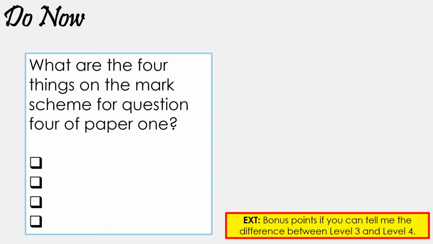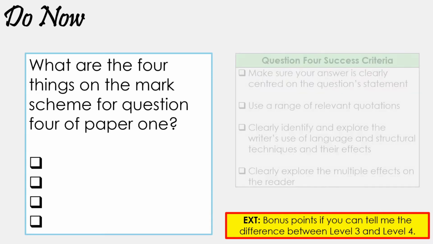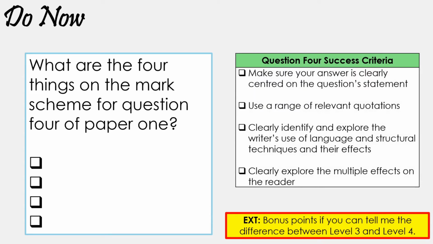Now give yourself a mark out of 4 if you got these. The 4 things that you absolutely have to include in a question 4 are: making sure your answer is clearly centered on the question statement, using a range of relevant quotations, clearly identifying and exploring the writer's use of language and structural techniques and their effects, and clearly exploring the multiple effects on the reader. And if your answer includes those 4 things, and in a decent amount of detail, you're onto a winner.